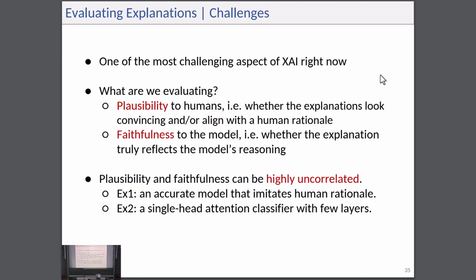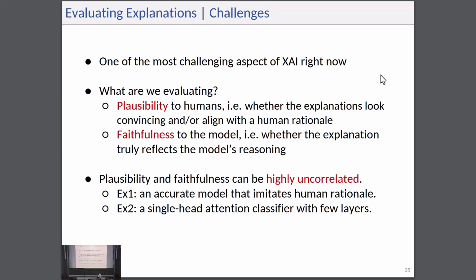Let's take a second example. What I've put here is a single head attention classifier with few layers. Maybe LSTM is already a bit too complex, but let's just consider a few layers that have a single head attention scheme somewhere in the middle. This is a very simple classifier, meaning that you put the input in, get the output out, you look at the attention scores, and since there's only one head, those will give you exactly the measure by which each token in the output attends to the tokens in the input. As faithful as you can be. Wow, it gives me exactly that measure.